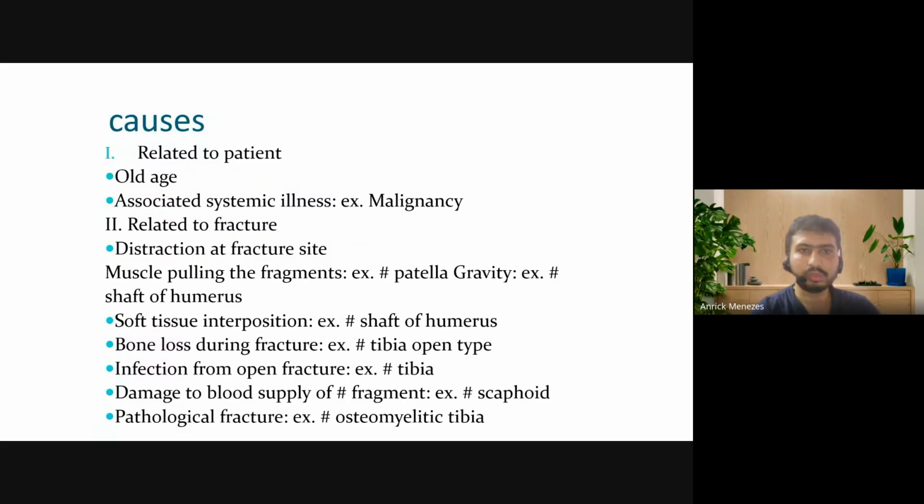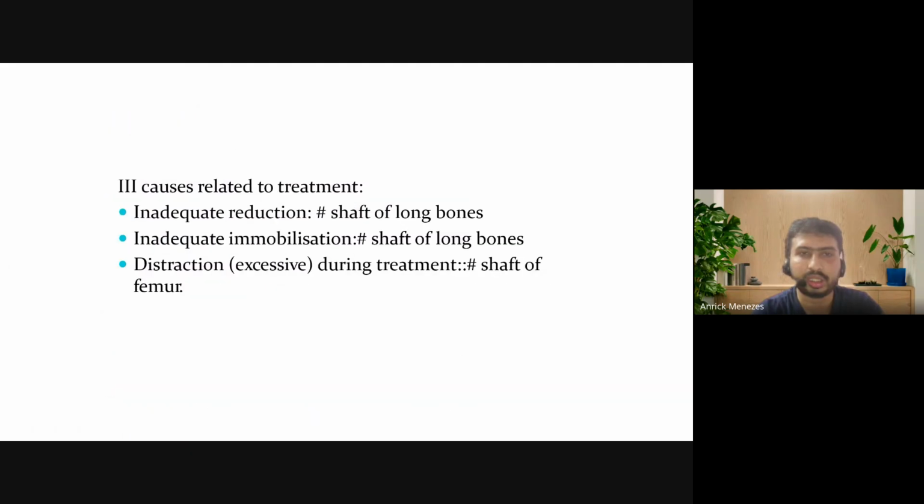Causes: old age, associated systemic illness, distraction at the fracture site. Someone already mentioned muscle pulling the fragments, for example the patella and the shaft of the humerus. Soft tissue interposition, bone loss during fractures, for example an open tibia fracture. Infection from an open fracture, for example tibia. Damage to the blood supply of the fragment; scaphoid fracture could be one example. Pathological fracture, osteomyelitis in the tibia.